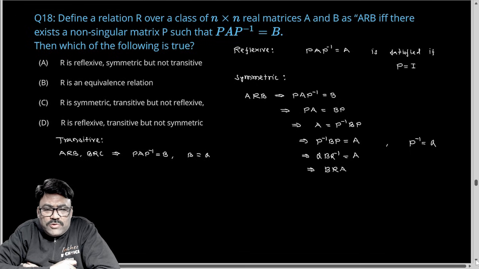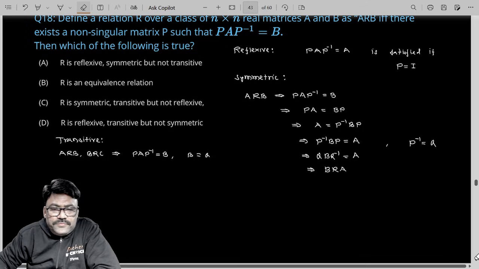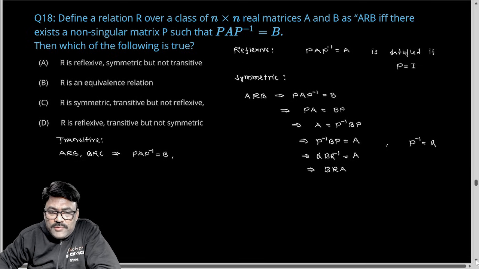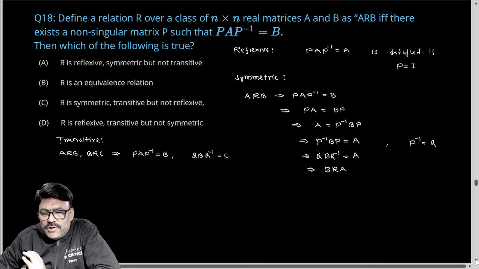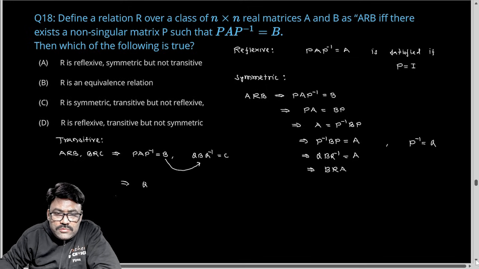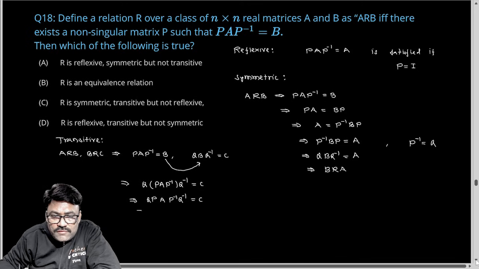If P A P inverse is B, then I can say that A is related with B. Similarly, if Q B Q inverse is C, I can say B is related with C for some non-singular matrix Q. Now if I substitute the value of B here, I will get Q P A P inverse Q inverse, it is C. So now I'm getting Q P A P inverse Q inverse is equal to C. If I substitute this Q P matrix, let's say M, so this is M A M inverse is equal to C.